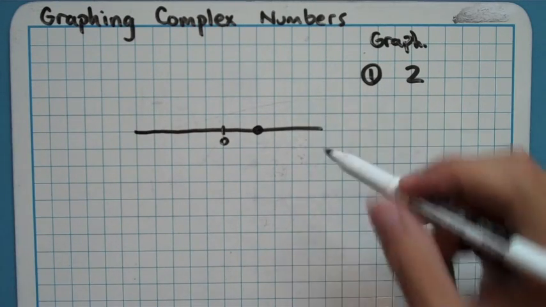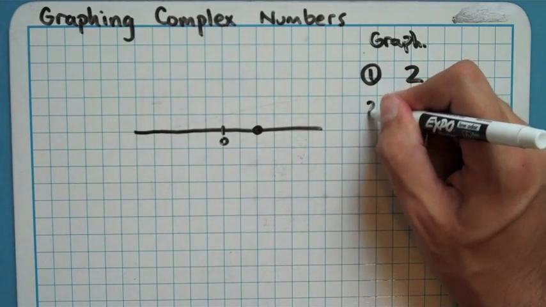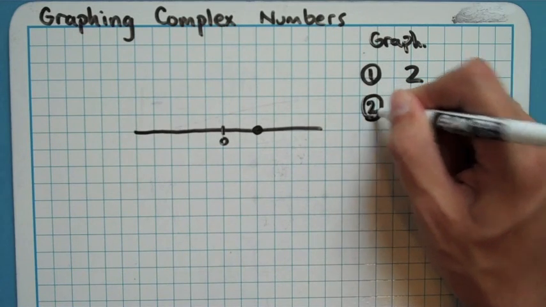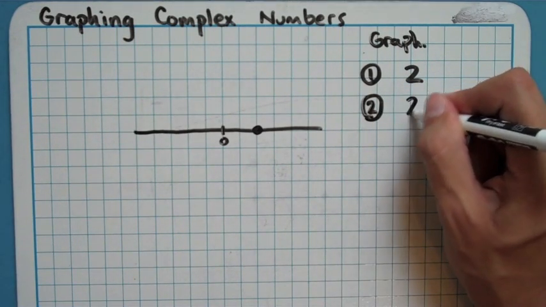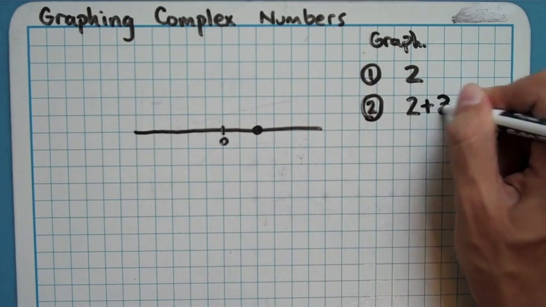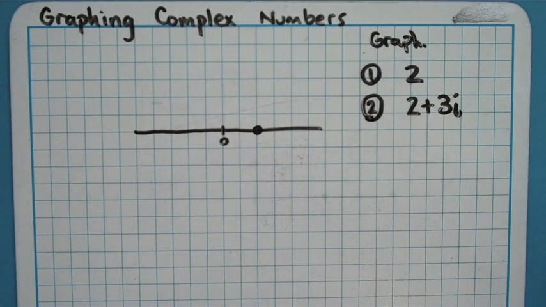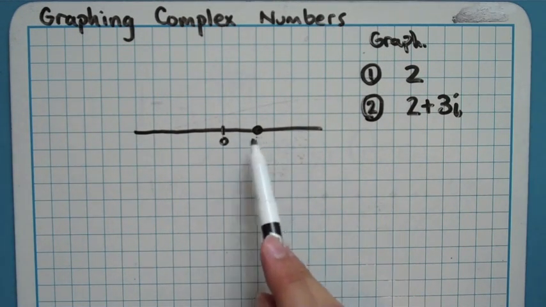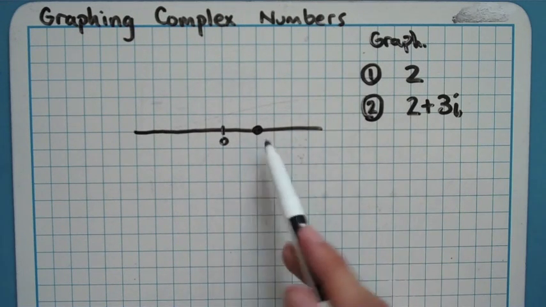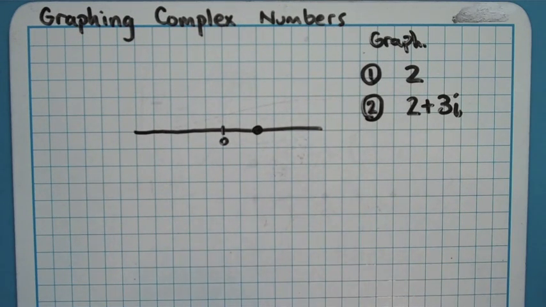Now let's say though, I wanted to graph something like 2 plus 3i, a complex number. Well, the 2 part is kind of not bad. I mean, there's 2. But the 3i, it's like, how do you put an i on a regular number line? Regular number lines just handle real numbers, things you can turn into decimals. You can't turn 3i into a decimal, so you can't put it on a number line.